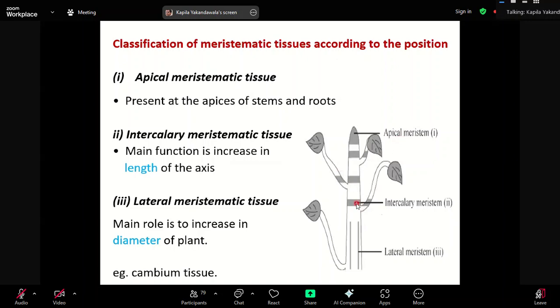If it is located inside the stem, it will help to increase the length. So it's called intercalary meristematic tissue. Then it could be lateral. It helps to increase the diameter, the width of the plant. They are called lateral meristematic tissues, right? So meristematic tissue could be apical, intercalary, or lateral.